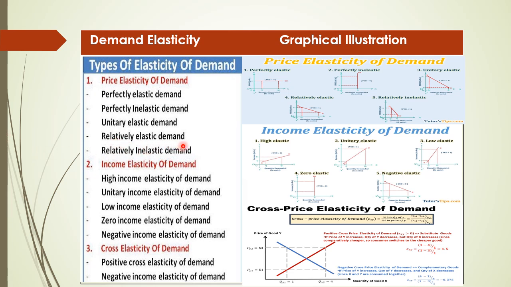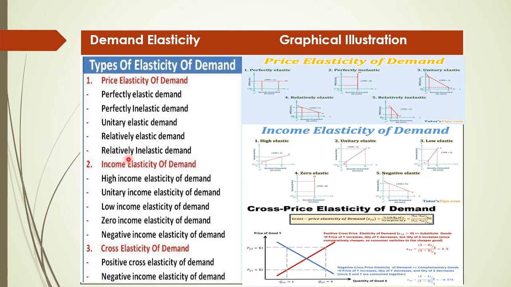Relatively elastic demand occurs when a proportionate change in demand is greater than the proportionate change in price. It means that there will be a greater change in demand due to a small change in price. Here in the graph, we can see the change in price is less than the change in quantity demanded. Therefore, it can be said as relatively elastic demand.